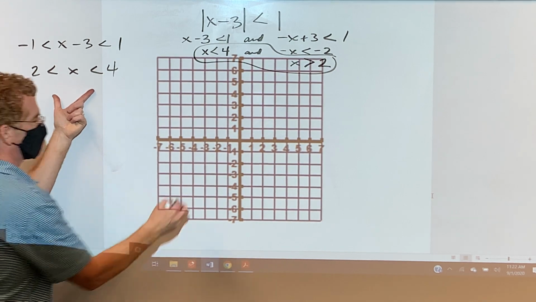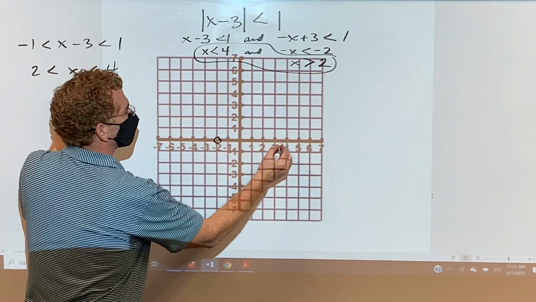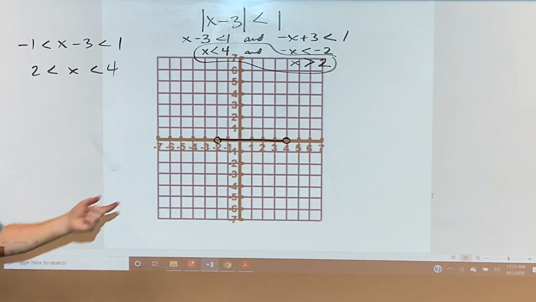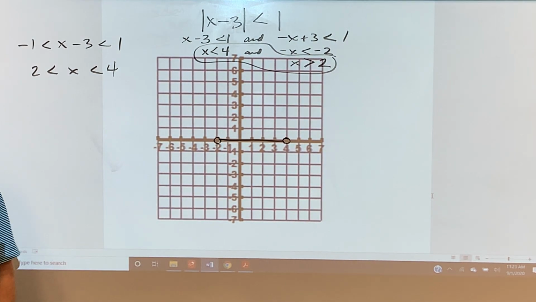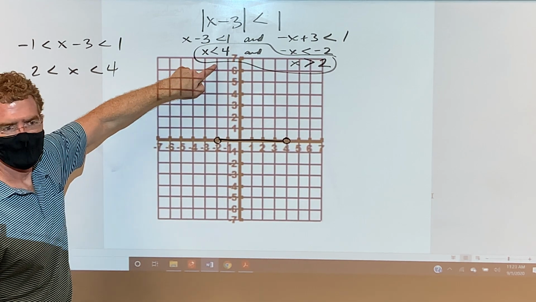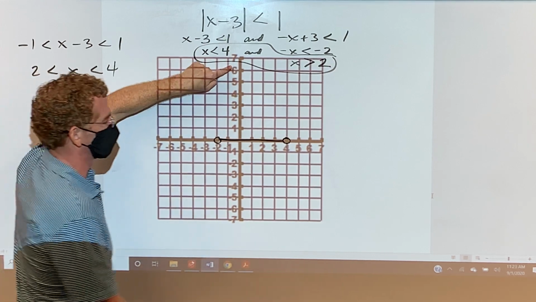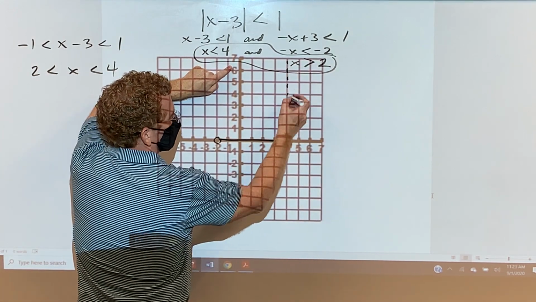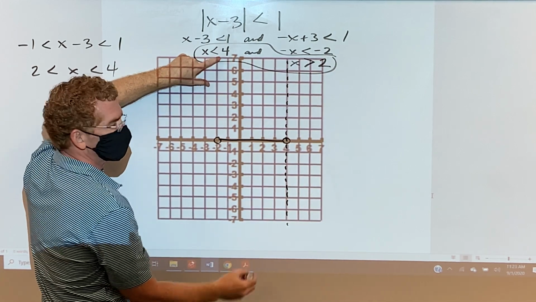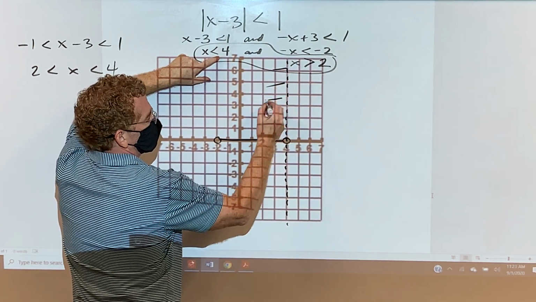But you know what people a lot of times do when they get this? They go, oh, mark the 2, mark the 4, and shade in the middle. And that's what you would do if it was a number line, but this is 2-dimensional. So what do you think it looks like? Well, if you go back to this, it makes sense. What does x less than 4 look like? Dotted line, vertical line at 4, shaded left.